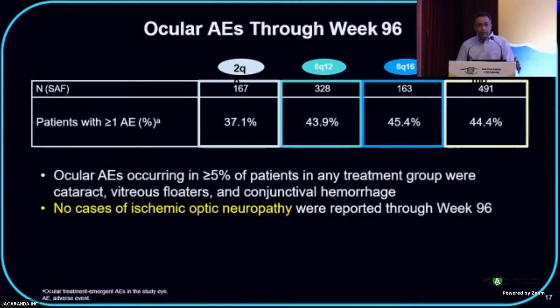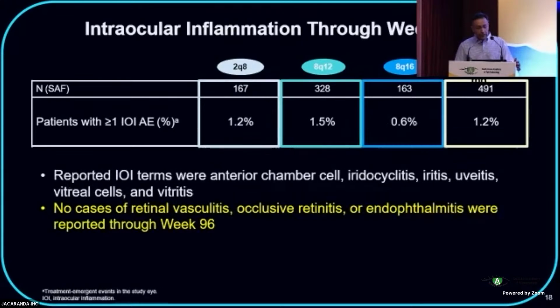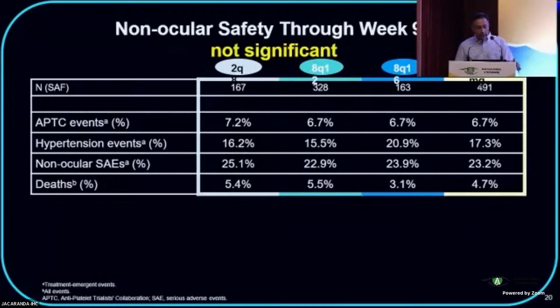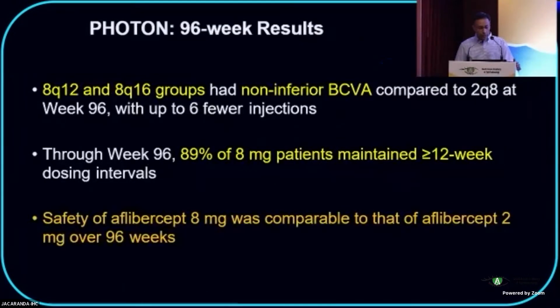Of course, the most important thing is if you're increasing molar dose, what about the side effects? Because I think now inflammation is something which we're so scared about. So the ocular adverse effects were comparable. And most important, there were no cases of retinal vasculitis, occlusive retinitis, or endophthalmitis reported till week 96. I think this is very, very important. Of course, this is limited data, let it come out in the real world, but still, these are encouraging results. IOP was also fine, and non-ocular safety events were also non-significant.